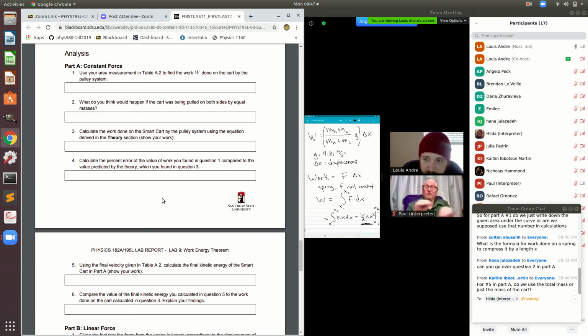For number 5 in part A, do we use the total mass or just the mass of the cart? It's going to be the total mass. For part A, the object that's experiencing that velocity is the cart's mass, and it's got 4 masses on top of it. So the mass of the object is actually the cart's mass plus the 4 stackable masses. So yeah, for number 5 we would use the total mass.